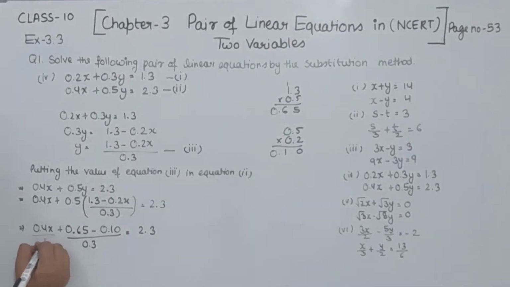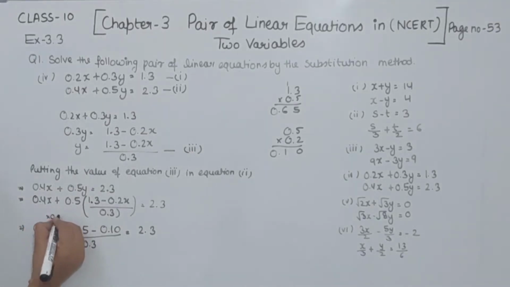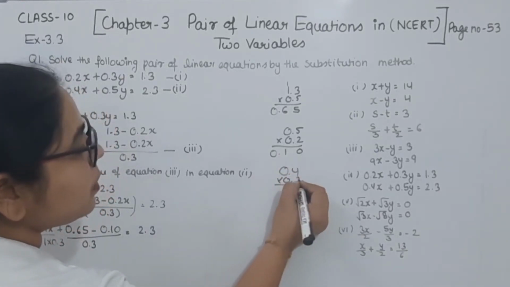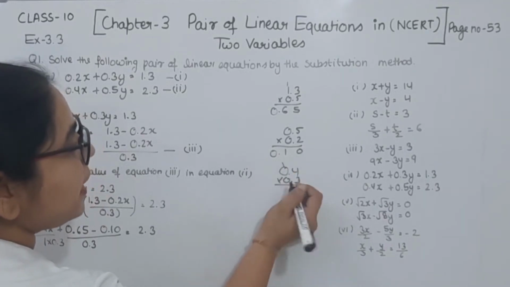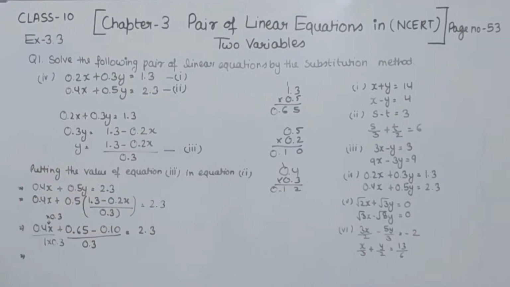Now here having 1, for adding, the denominator should be the same. For that we have to multiply by 0.3. So if we are multiplying in the denominator, we have to multiply in the numerator also. So I'm going to multiply this one. Here we have 0.4 multiplied by 0.3. 3 4s are 12. Carry 1, 0 and 1. We have to put the decimal after 2 digits.